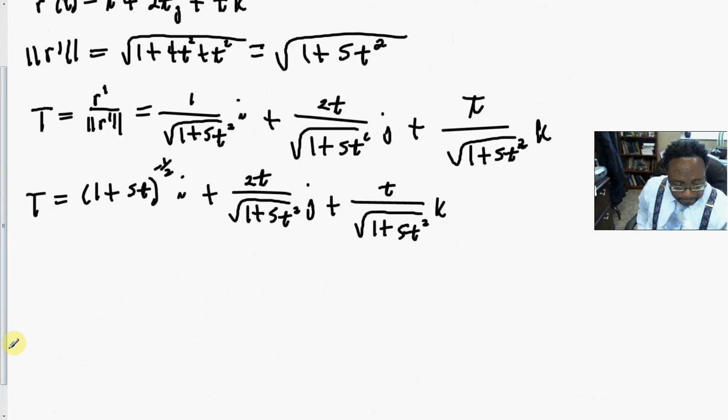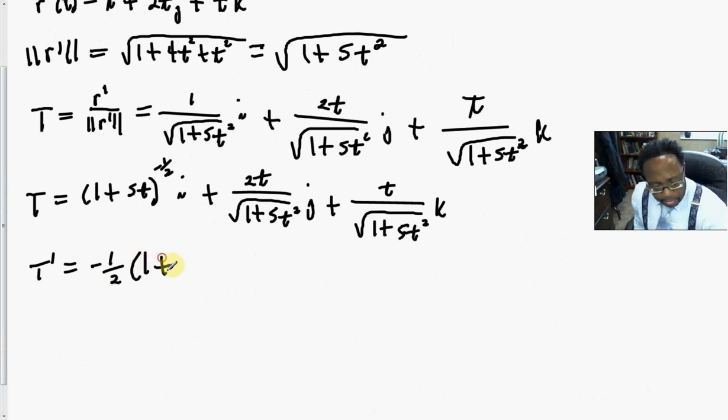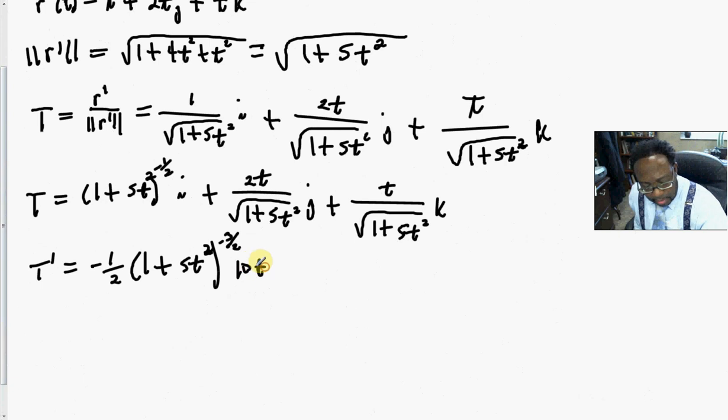So now we find the derivative here. T prime is negative 1/2 times 1 plus 5t squared. I left off my square. This is negative 3/2 minus 1, so it becomes negative 3/2 times the derivative of the inside, that's 10t, i, plus move to the j-th component.